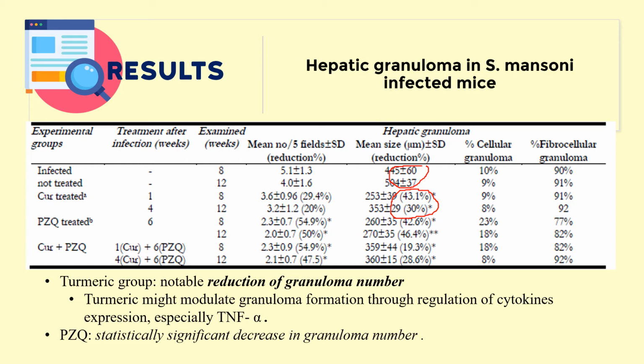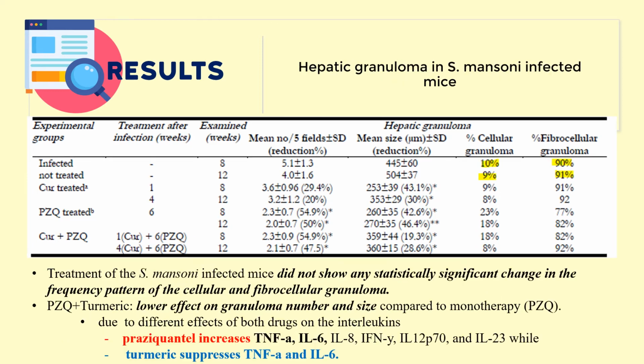Also, we can see here that praziquantel showed a statistically significant decrease in granuloma number as compared to the control group. Treatment of the S. mansoni infected mice did not show any statistically significant change in the frequency pattern of the cellular and fibrocellular granuloma as compared to the control group.